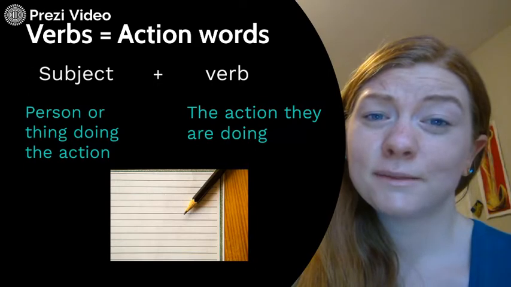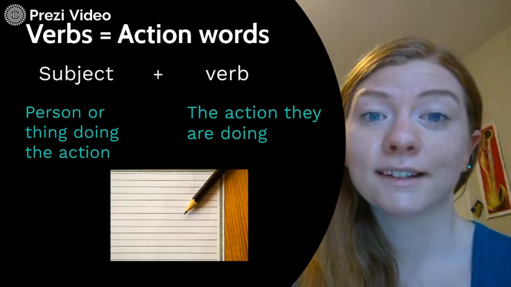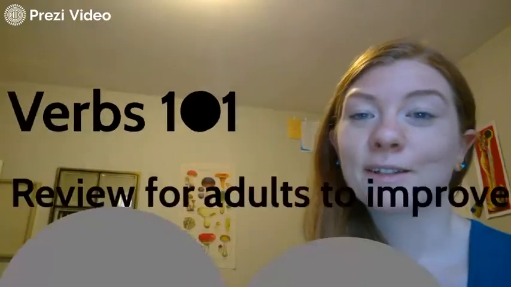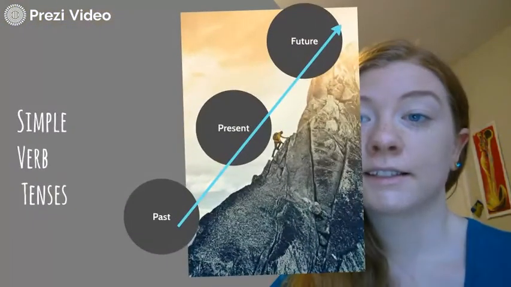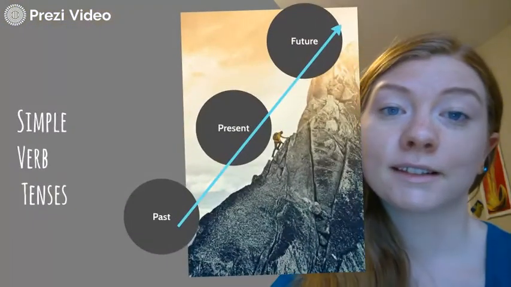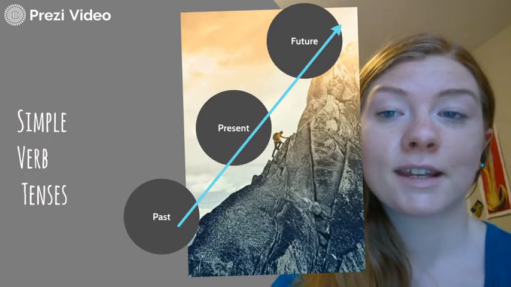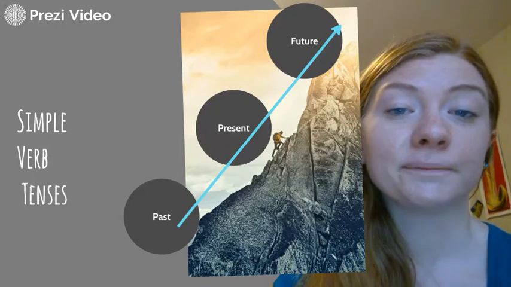If any of this is new, write it down. And remember, you can pause the video to do that. And I'm going to keep moving on. So, let's start with simple verbs. Simple verbs are really verbs that you use all the time. And they come in 3 different tenses: the present, the past, and the future.